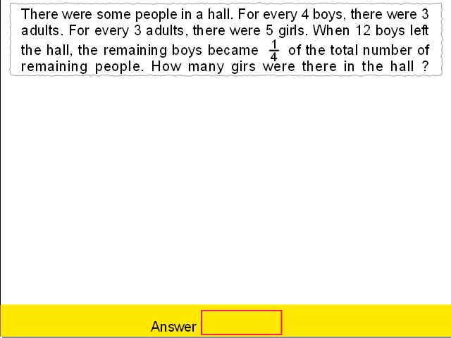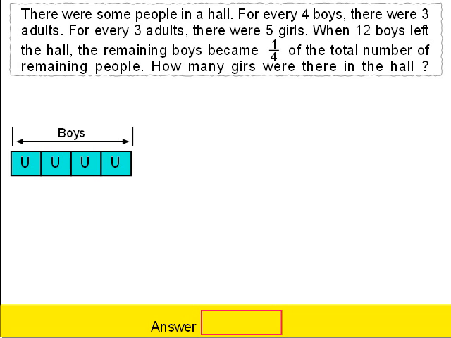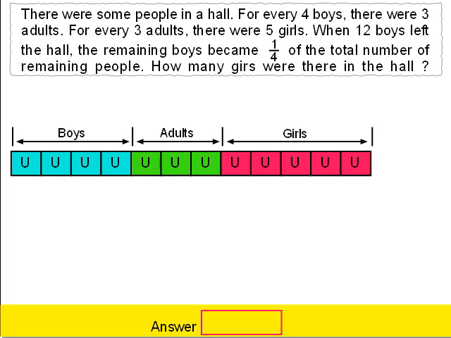At first, we are told that for every 4 boys, so we draw 4 units of boys. Alright, there will be 3 adults. So we draw 3 units of adults in equivalence. And then when there were 3 units of adults, there will be 5 units of girls. That's how we complete the models.